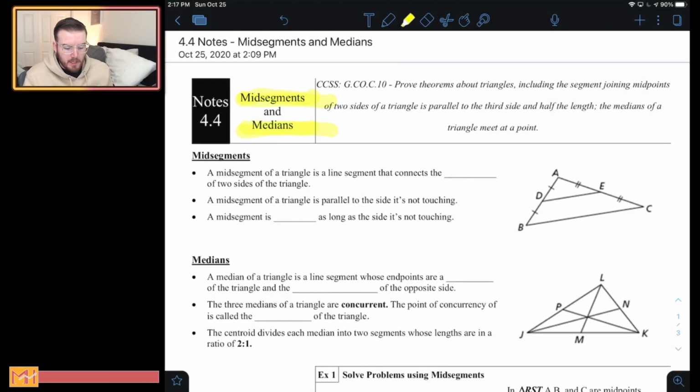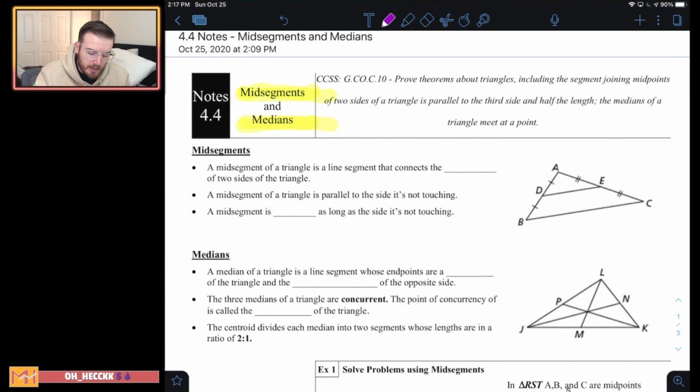I've got the notes pulled up here, and what we're looking at is mid-segments and medians. So what is a mid-segment? What is a median? Well, let's take a look. A mid-segment of a triangle is a line segment that connects the midpoints of two sides of the triangle. So D is a midpoint and E is a midpoint, and we're connecting these two points together. So that right there is a midsegment.